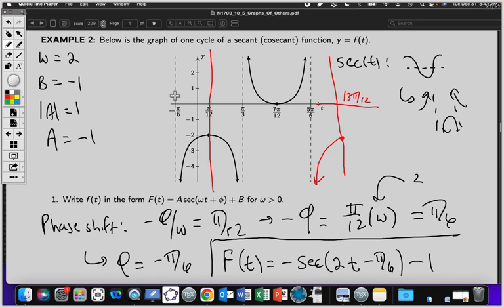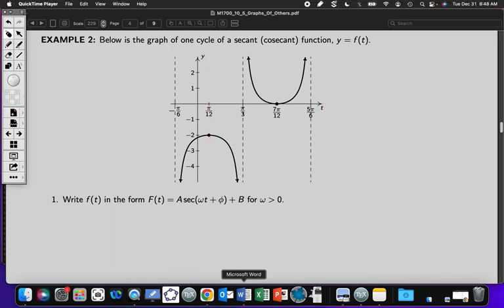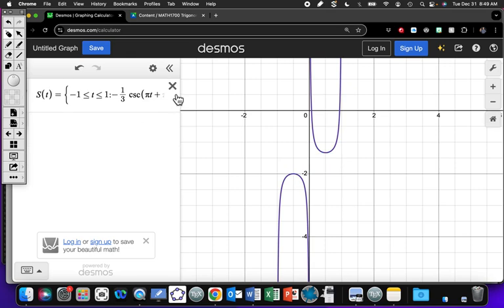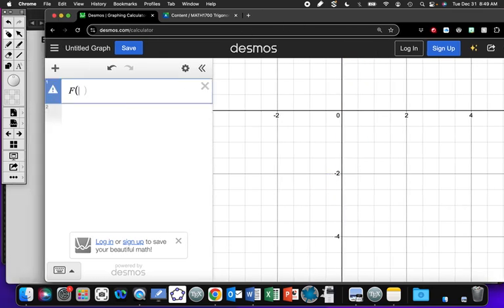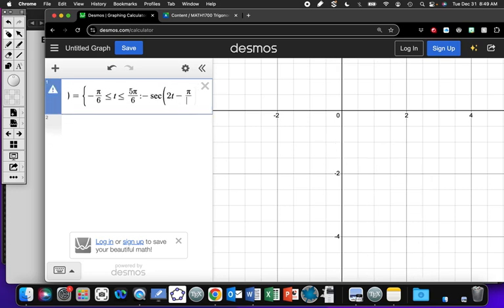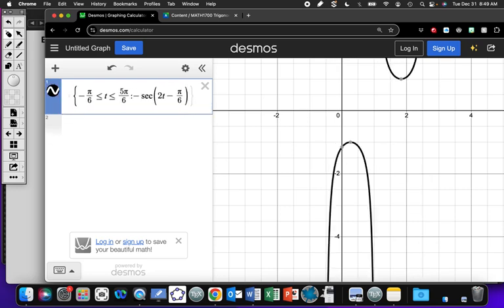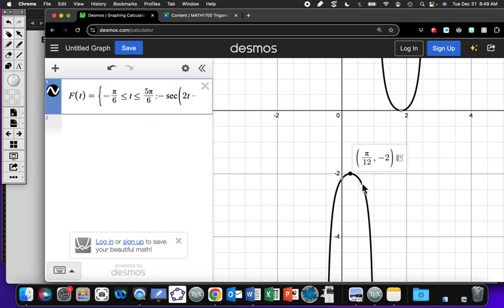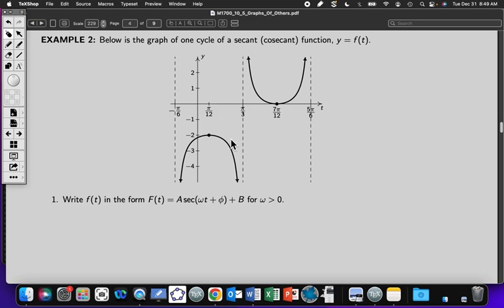We could also fire up Desmos here and check it that way as well. So we'll put our f of t in here. And once again, we'll restrict things to what's in the picture there. We get minus secant of 2t minus pi over 6, minus 1. And there's the pi over 12, negative 2, 7 pi over 12, 0. All right, so that's matching what we have there.